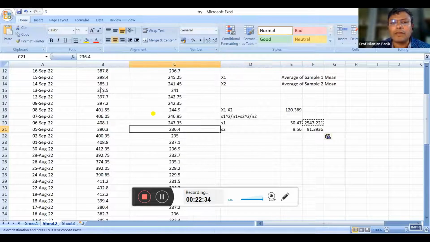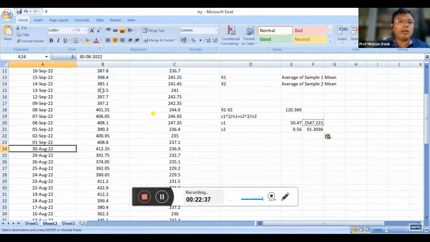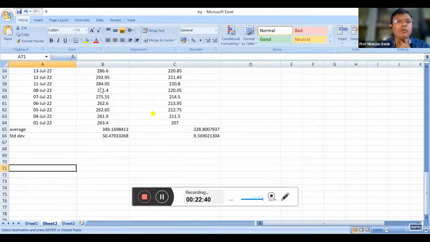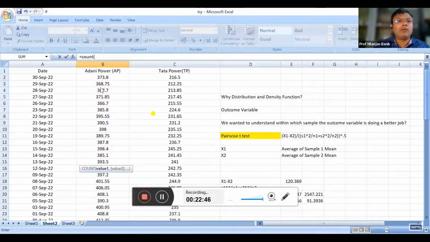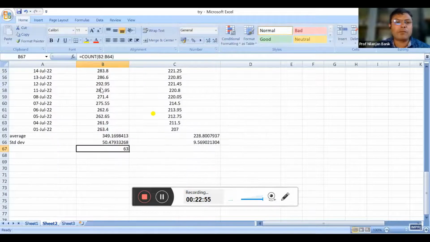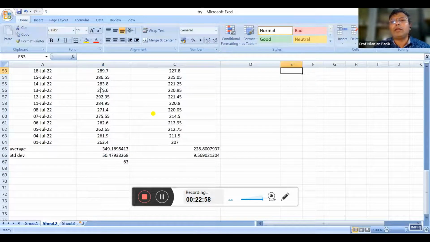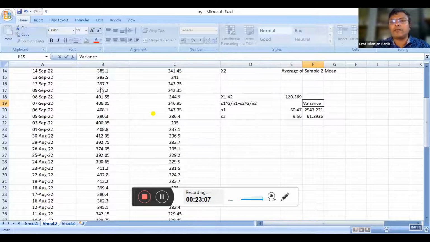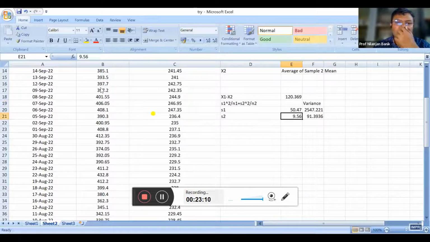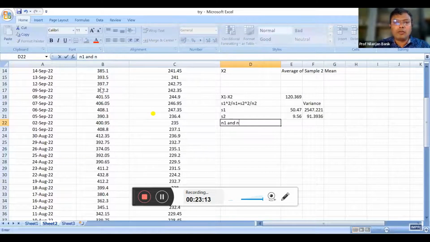I've just squared both s1 square and s2 square, and an easier way to understand the total number of observation is this formula. You write count, and then you go from here to here, because many times we tend to make mistakes in terms of count. So we have total number of observation as 63. So both n1 and n2 is 63. So this is the square of standard deviation, or let's write this as a variance, so that you don't forget.